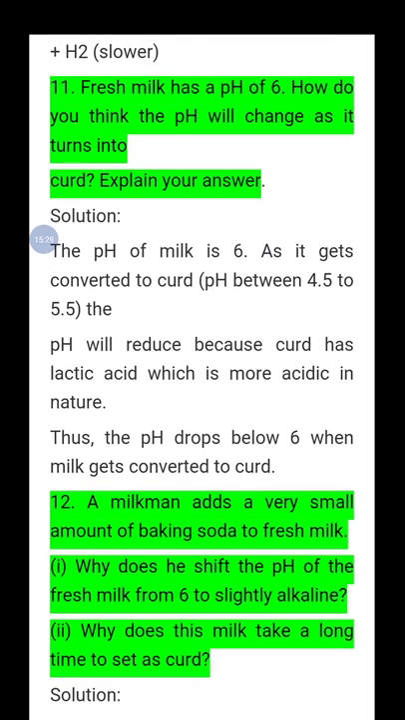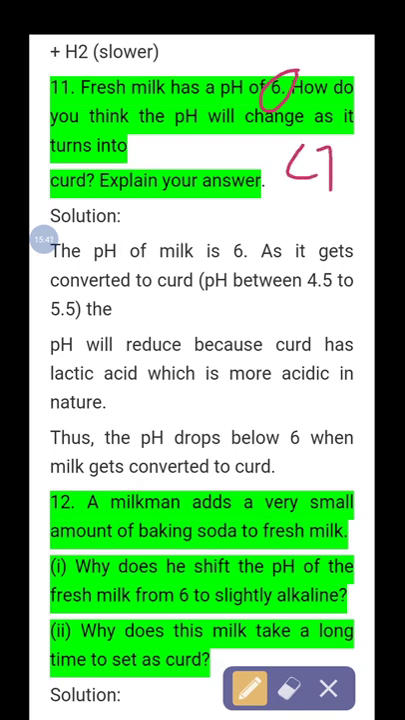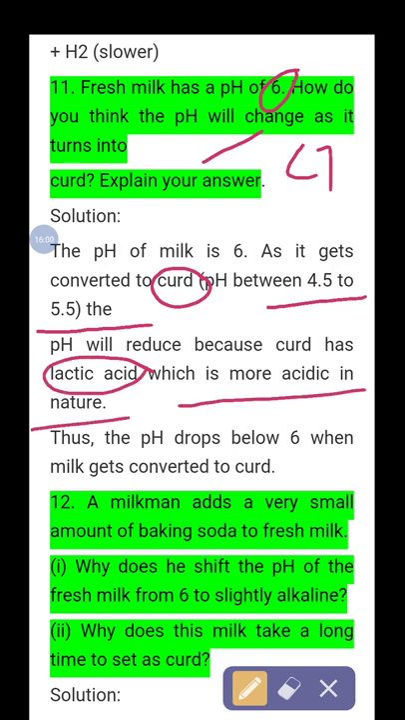Now the other question: fresh milk has a pH of 6. How do you think the pH will change as it turns into curd? Explain your answer. The pH of fresh milk is given as 6, which is less than 7, so it is acidic. When it gets converted into curd, the pH becomes 4.2 to 5.4, because curd has lactic acid, which is more acidic in nature. Thus, the pH drops below 6 as milk gets converted to curd.